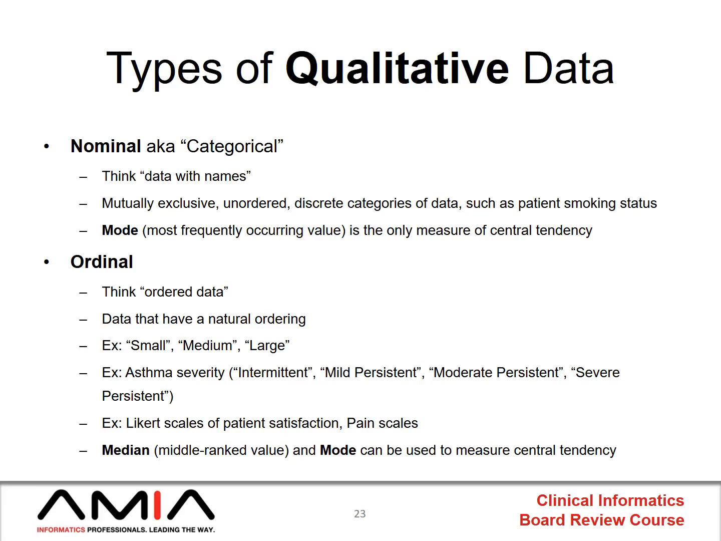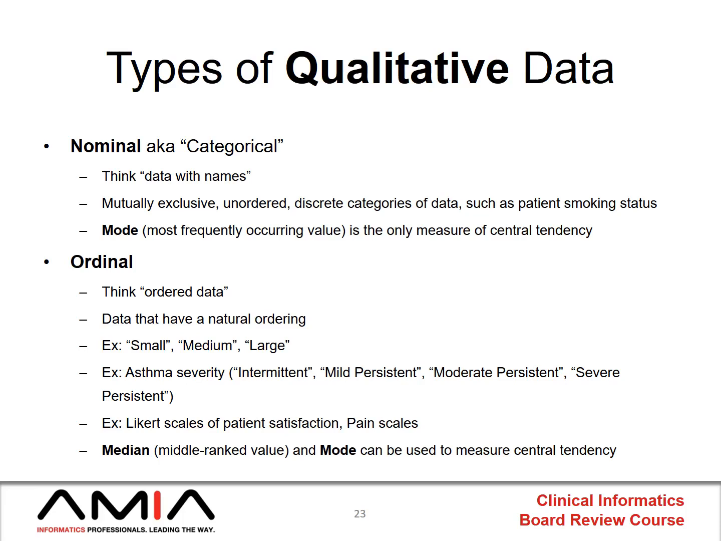And when you think of the word nominal, you should think of names. By definition, nominal data are data that are mutually exclusive categories. They're unordered. There's no implied order. They are discrete, and they may represent things in our world like patient smoking status: never smoked, former smoker, heavy smoker, and so on and so forth. The only type of statistical calculation you can do on nominal data is to calculate the mode, the most frequently occurring value. That's the only measure of central tendency you can do on nominal data.